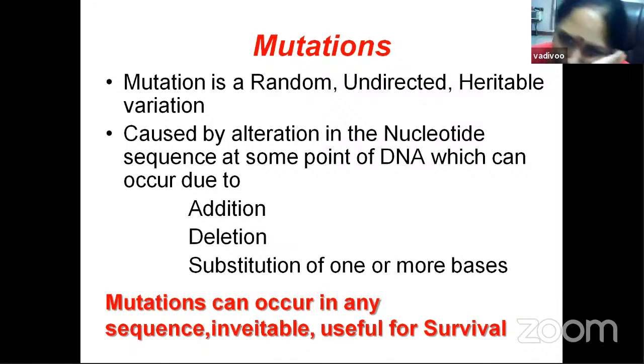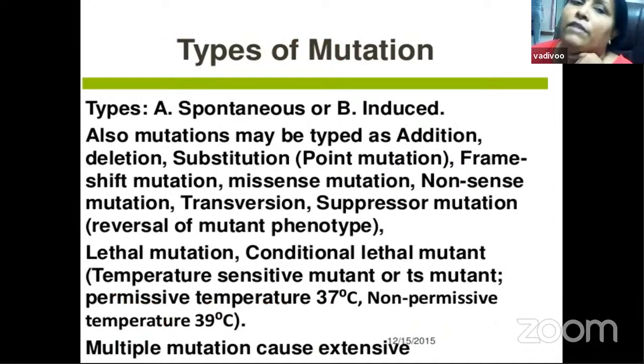Mutation is a random, undirected, heritable variation. Again, you must all be familiar with the different types of mutation. It can be caused by alteration in the nucleotide sequence at some point of DNA, which can lead to addition and deletion. It can occur in any sequence, and it is inevitable, and it is useful for survival of the bacteria. Different types of mutation can be spontaneous or induced.